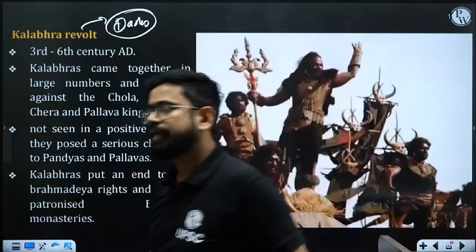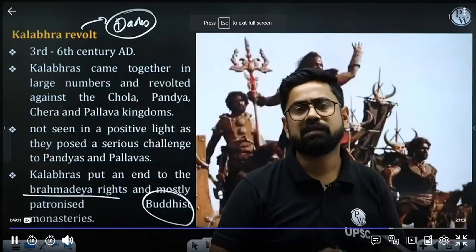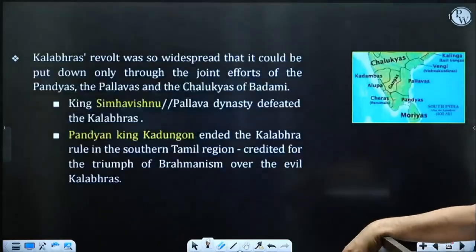One of the reasons believed to be true is that they were not supporting Brahmins, they were against the Brahmadeya grants, and mostly they were patronizing Buddhism. Because they were not patronizing Brahmanism, other kingdoms felt that they were not following the Vedic or Brahminical practices. So basically this was seen as a chaotic era and everybody was against them.